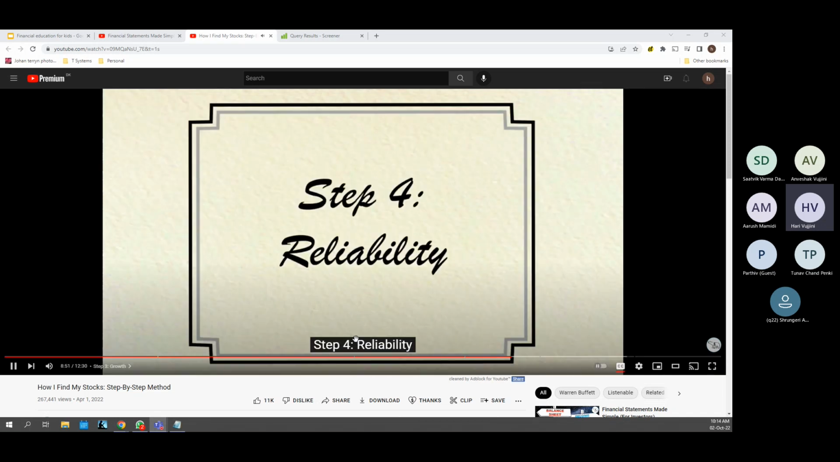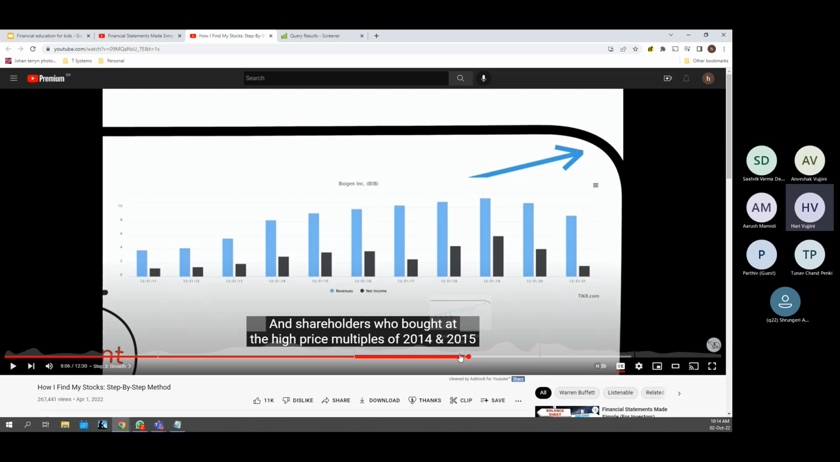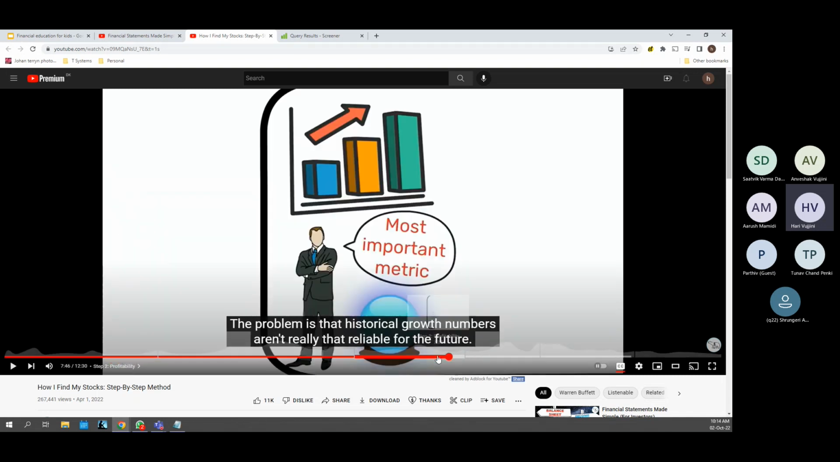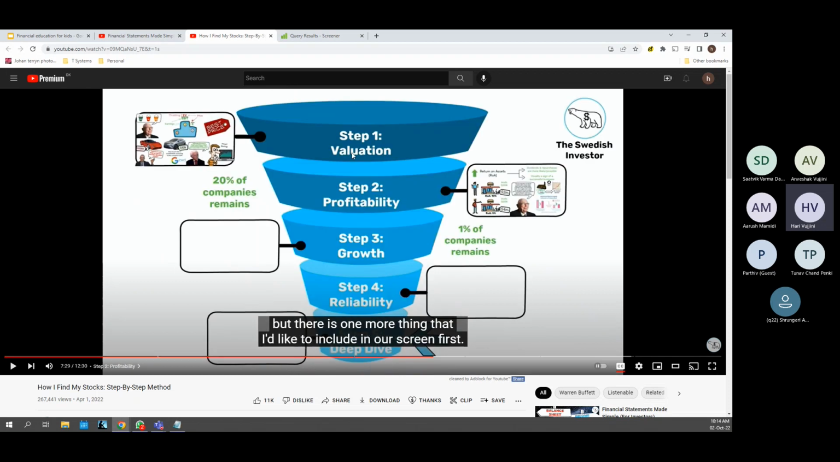Step 4. Reliability. So, does this make sense? He's given an example. Until here he was filtering with valuation, profitability, and then growth. Now the third filter he was looking for is growth. Even in growth, he gave an example that you can't predict the future.